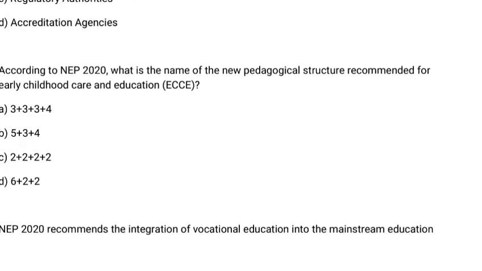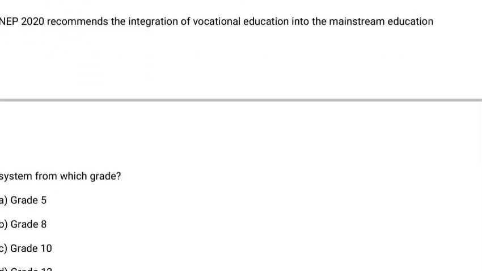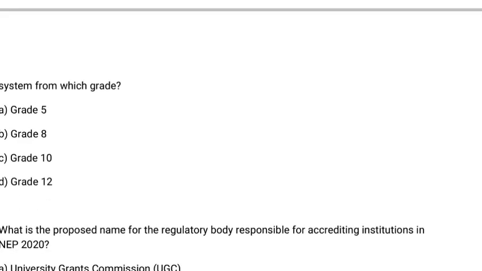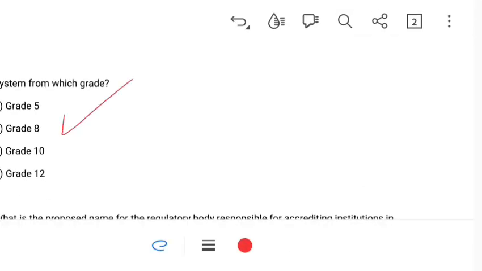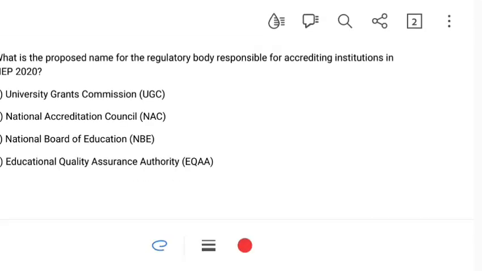Next, according to NEP 2020, what is the name of the new pedagogical structure recommended for early childhood care and education, ECCE? 3+3+3+4, 5+3+4, 2+2+2+2, 6+2+2+2. It will be 5+3+4. Then NEP 2020 recommends the integration of vocational education into the mainstream education system. From which grade? It will be number B, 8th grade. Then what is the proposed name for the regulatory body responsible for accrediting institutions in NEP 2020? It will be National Accreditation Council.